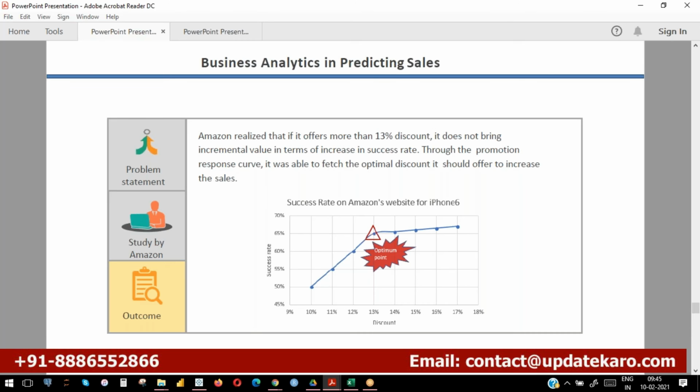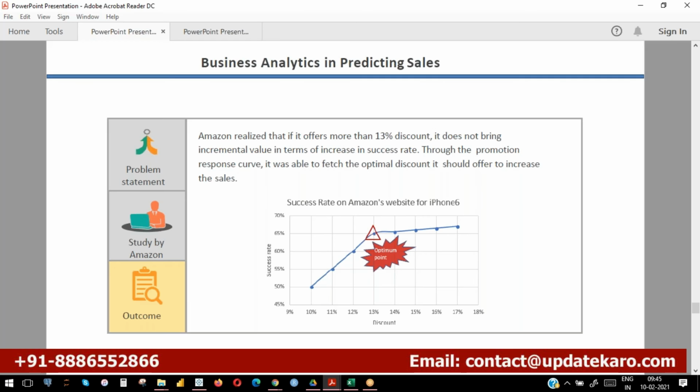They wanted to improve the sales for iPhones and they started to put discounts on these iPhones that they were selling. They wanted to optimize this discount value, because if you put higher discounts, it will be a loss to the company. So how are they going to do that? They have to observe it with respect to some other value, right?